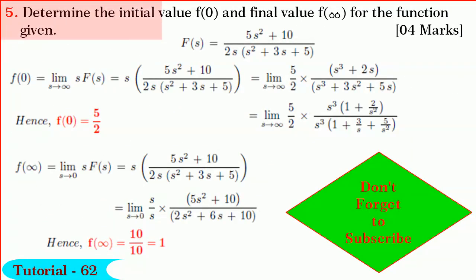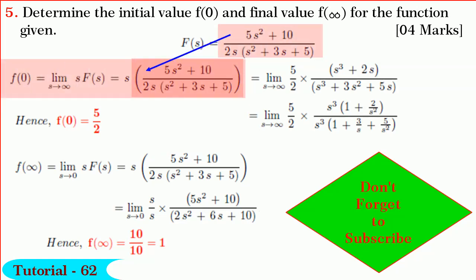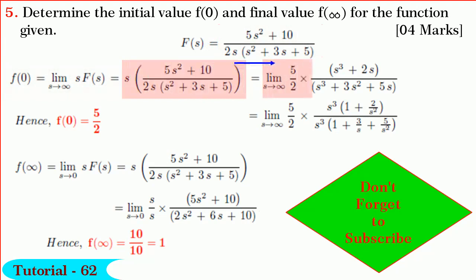Friends, next we shall solve question 5. In this question, we are required to determine the initial value f(0) and the final value f(∞) of the given function F(s). We know f(0) is equal to the limit of sF(s) as s tends to infinity. By substituting for F(s) and solving, we get f(0) is equal to 5/2.